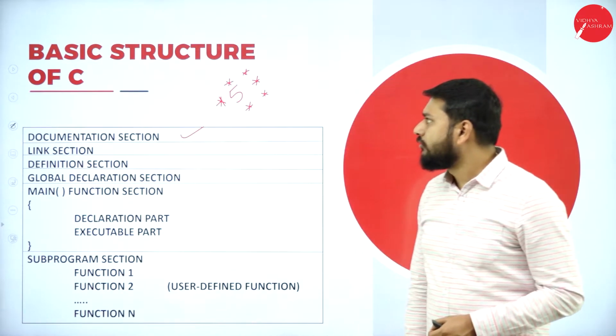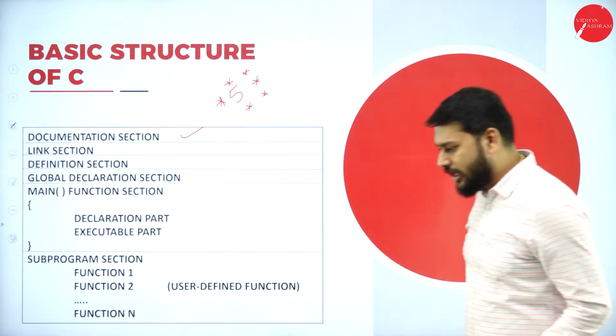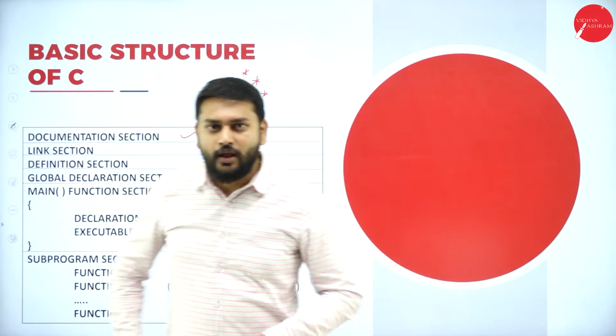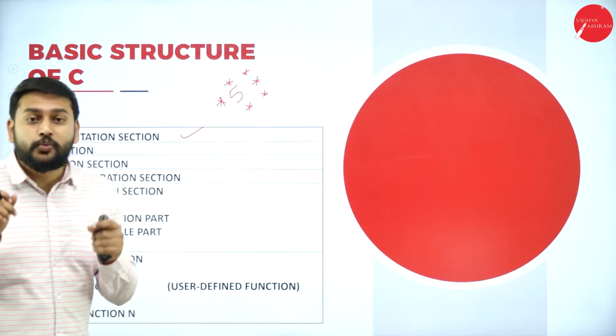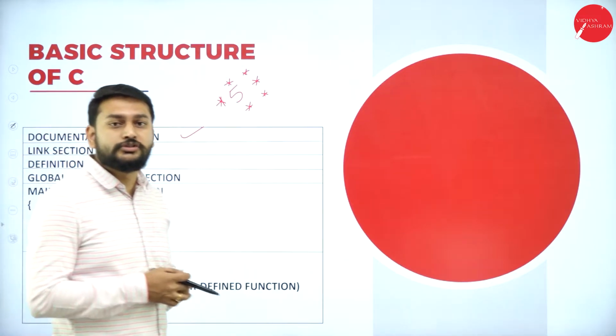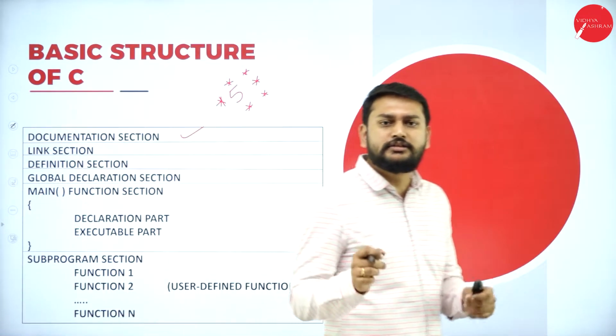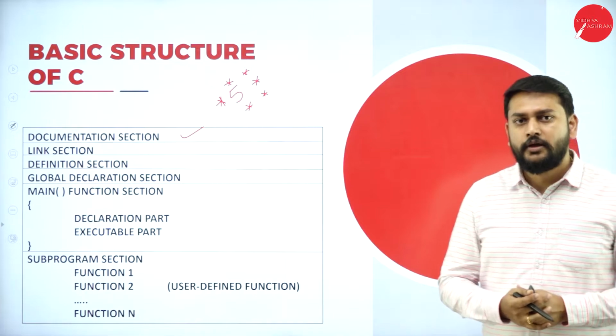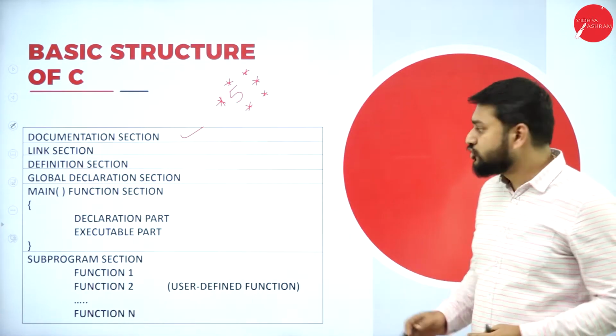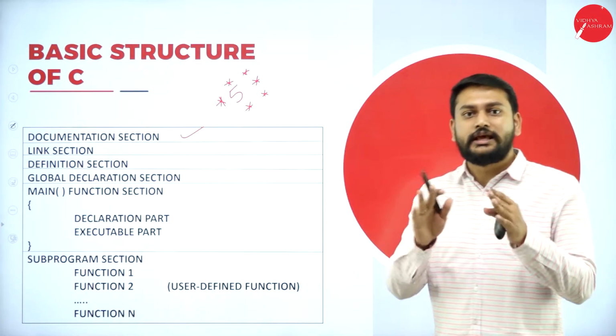How many stars are there? Are there 5 stars? There are 6 stars. I've given more, sir. But it is a very important question, a most likely question. They will keep asking this in the exam: write the structure of a C program. So what do I have? I have to write like this only in the exam.